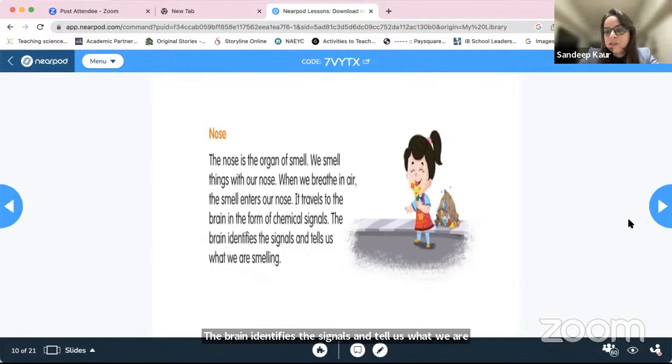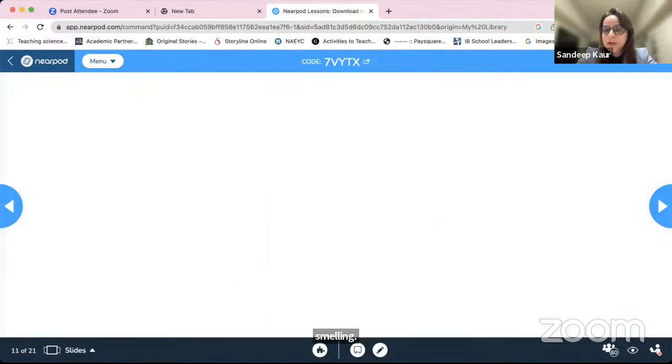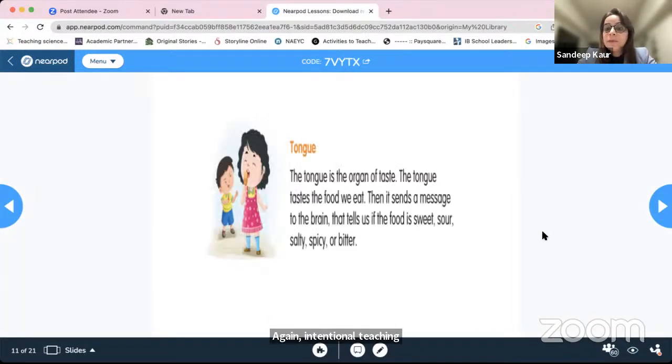Again, intentional teaching, right? After I've found out where my students were, because the students wanted to know about the function of the sense organs. They wanted to know about how they are interconnected. So we have some information in each text. The tongue is the organ of taste. The tongue tastes the food we eat. Then it sends a message to the brain that tells us if the food is sweet, sour, salty, spicy, or bitter.